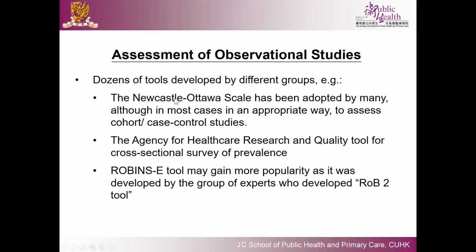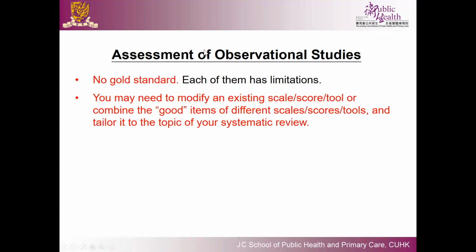I will focus on the Newcastle-Ottawa Scale to illustrate the rationale of assessing observational studies. Okay, so like I said, there is no gold standard, and each tool has its limitations. For ROBINS-E, this new tool is very comprehensive, and in theory, it's better, but nobody knows how to use it. That's the limitation, right? Each one has its limitation. And sometimes you may need to modify an existing scale or tool, or you may need to combine the good items of different tools to create a new one. Okay, I'll show you an example from my old study.